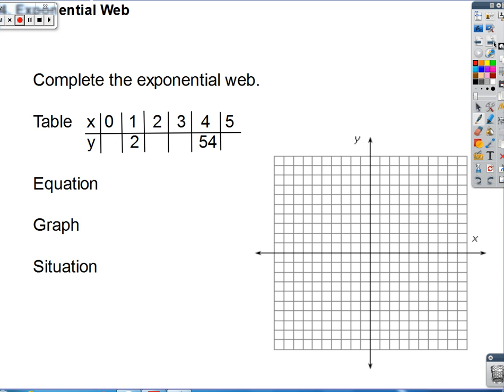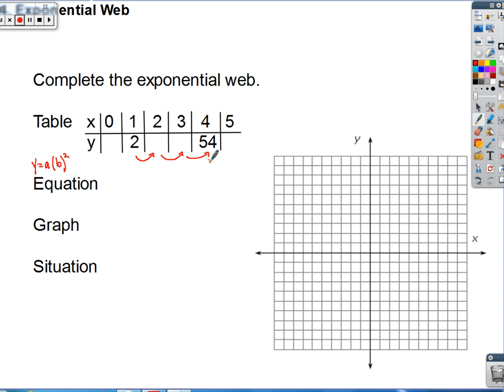Exponential web. So still stick with exponentials, complete the web. Remembering here the equation is y equals a times b to the x. So these are multipliers. So we have to try to figure out what we multiply each time, so that our table grows like that. Now you could use guess and check.